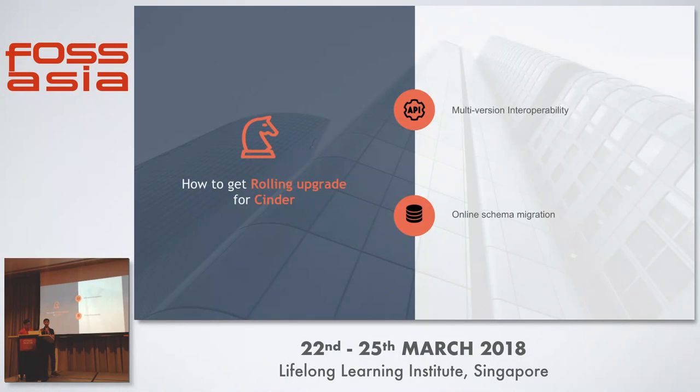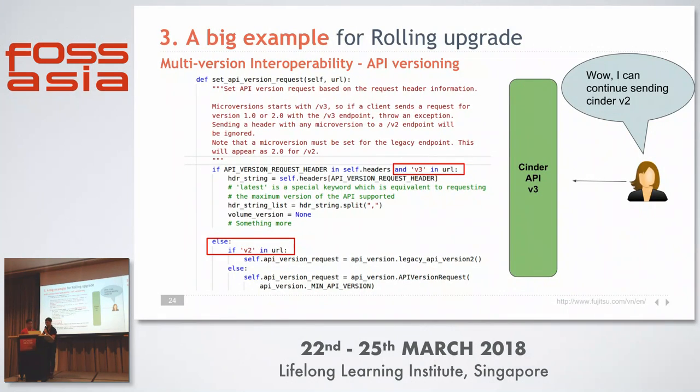So what are the main points Cinder needs to show to get the rolling upgrade? The first thing is multi-version interoperability, and the second is online schema migration. First, multi-version interoperability with API versioning. In the beginning Cinder implemented Cinder version 2, but for now Cinder has version 3. However, a user can still send version 2 requests to Cinder version 3. It means that Cinder version 3 already supports Cinder version 2.